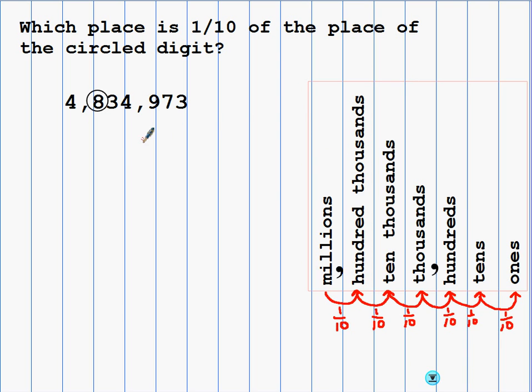All right, it's asking me to find the place that is 1/10 of the place of the circle digit. So I come here to the 8, that's my circle digit, and I know from the pattern I established down here that each time I move to the right, the place to the right is 1/10.